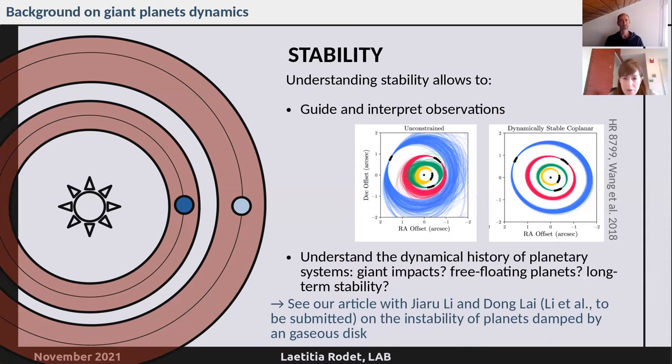The paragraphs in blue are kind of a self-promotion, but we are working, for example, to show that this topic still has some interesting things to do in celestial mechanics. We are working with a PhD student at Cornell, Jiaru, and my boss Dong. We are working on computing the chaotic zone when you have a damping force from the gaseous disk. How does it change the limit of the chaotic zone and the timescale on which instability develops?